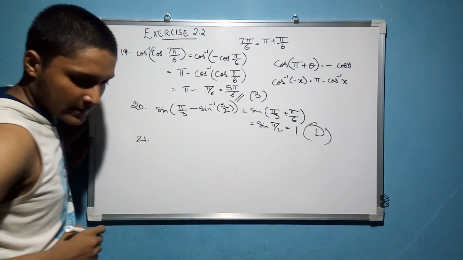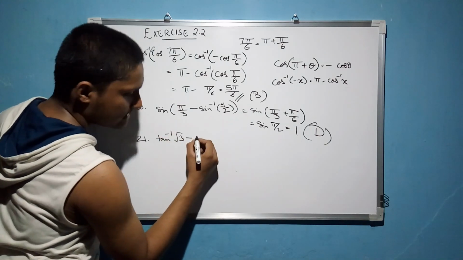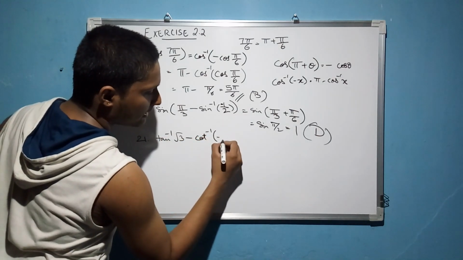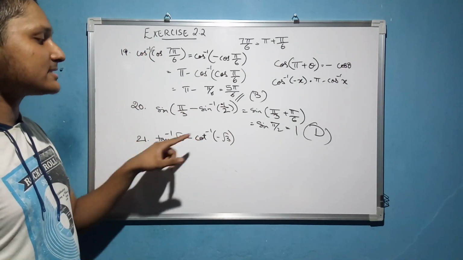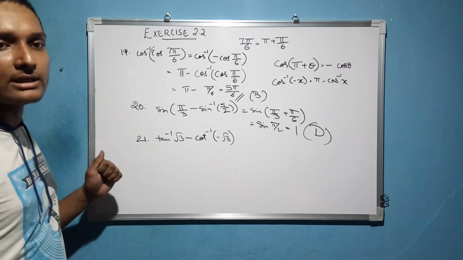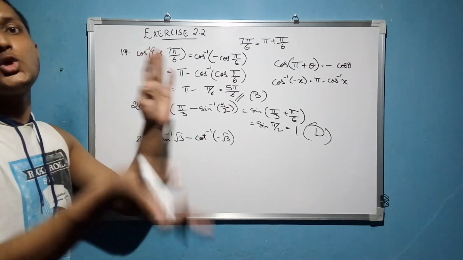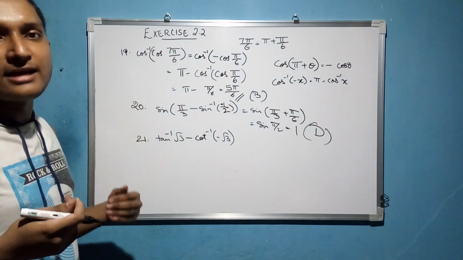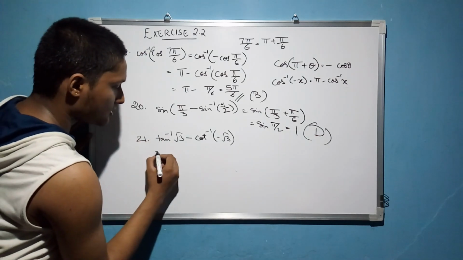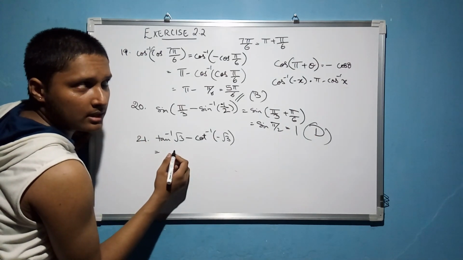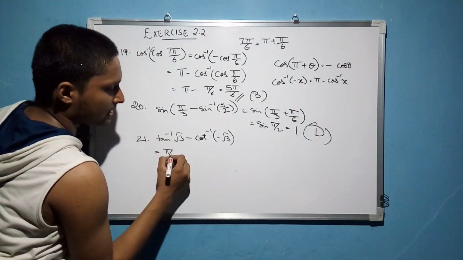So now you have the 21st question. The 21st question is about tan inverse root 3 minus cot inverse minus root 3. Seeing this, you may get a tendency of cancelling this minus and this minus. But that is not the case here, because cot inverse has the principal value branch of 0 to pi, and it doesn't have negative values, hence you cannot cancel those minuses. So tan inverse root 3 comes to be 60 degree, which is pi by 3.